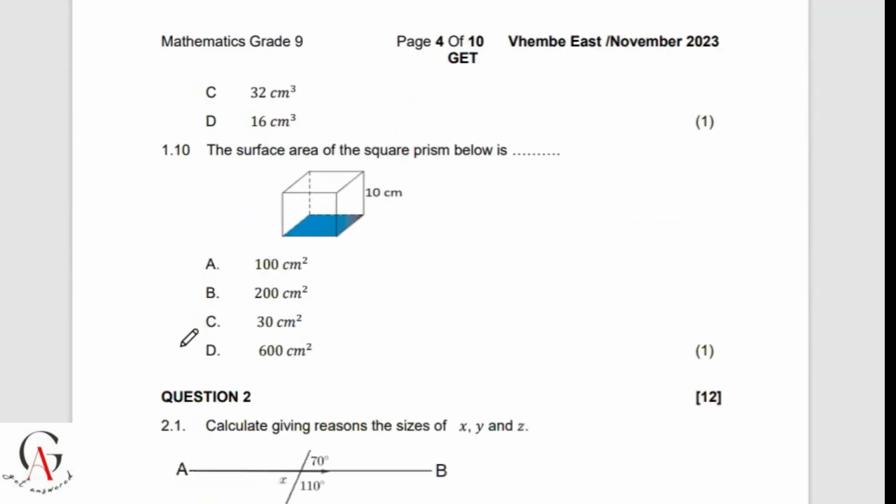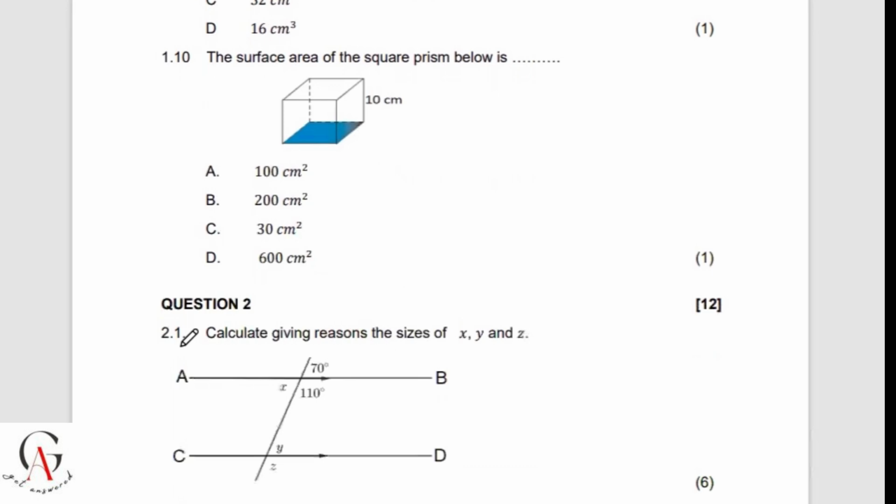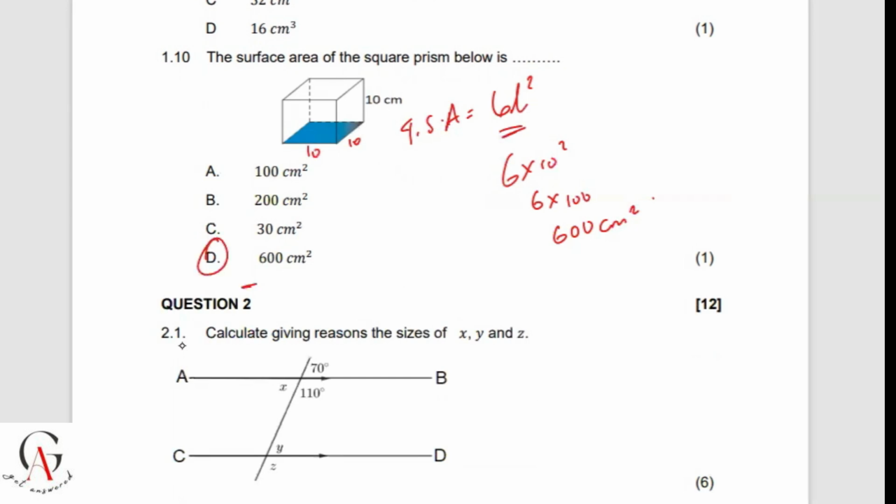Then 1.10, the surface area of the square prism. So with the square prism, we know that one face is going to be L squared. But since we have 6 faces, we just multiply this by 6. That will give us the total surface area. So it's going to be 6 times 10 squared, which is 6 times 100, which should give me 600 centimeters squared, which is option D.